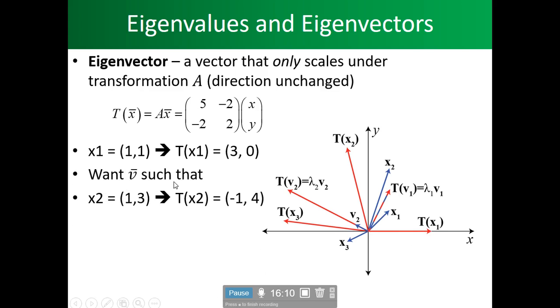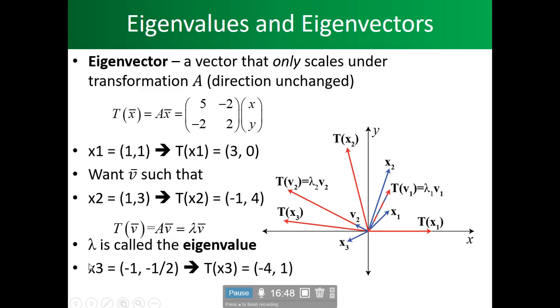Okay, we want the value such that x2 equals 1, 3. Where's x2? x2 is 1 going up 3. When you multiply it out, when you put it in the equations, you get minus 1, 4. So notice we're using T, the transformation of v. We're using A times v, lambda times v. Lambda is called the eigenvalue.